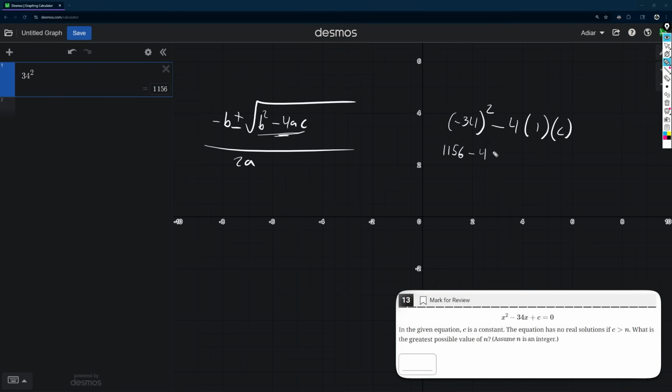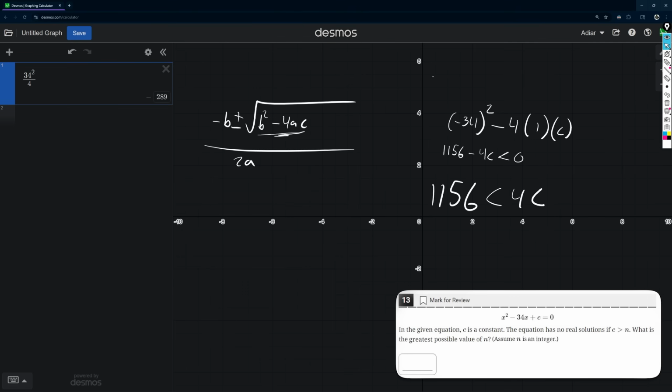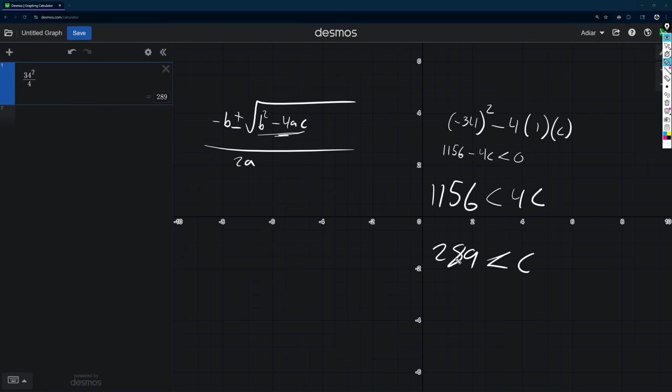And we get minus 4c. And this is going to be a negative number, which means it's less than 0. So with a little bit of rearranging, we'll get 1156 is less than 4c. And 1156 divided by 4 is 289. So 289 is less than c. And so that means that the greatest possible value for n would be 289, because c has to be greater than 289. And so the greatest possible value of n would be 289.